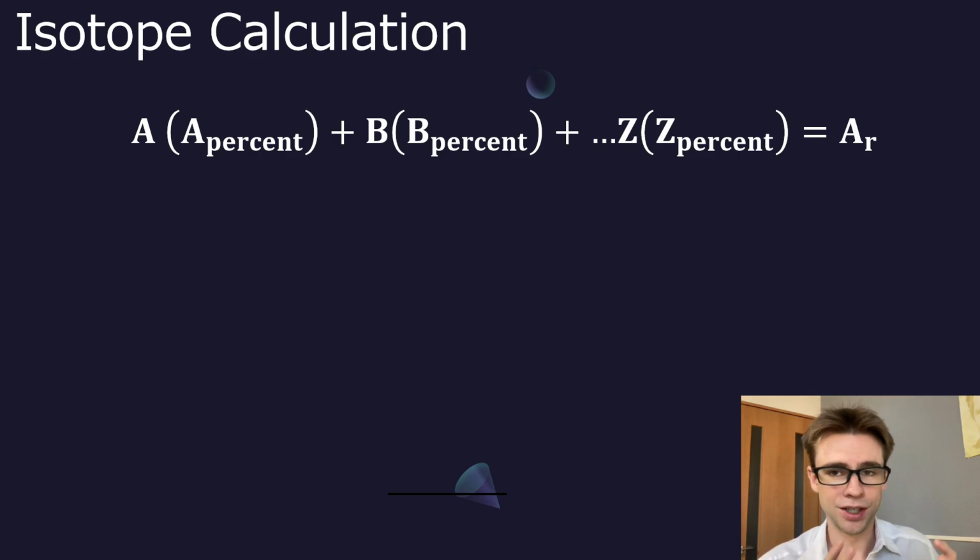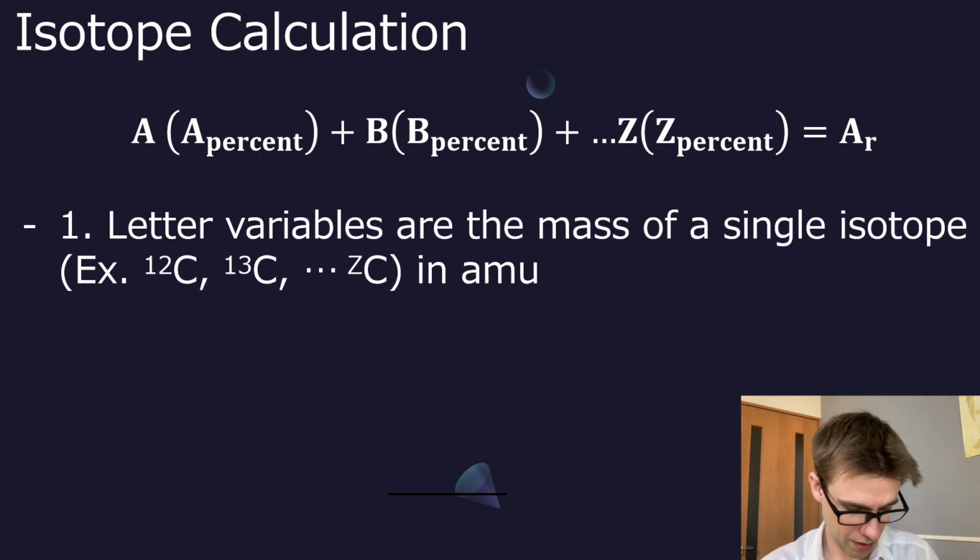You take a value of A multiplied by the percentage of your sample which is A, plus a value B multiplied by the percentage of your sample which is B, and that keeps on going until you've basically included everything that's in the sample. And that will equal, for atoms, the relative atomic mass, as long as you're dealing with one element. So the letter variables are the mass of a single isotope. From my carbon example, A would be equal to carbon 12, B might be equal to carbon 13, C might be equal to carbon 14, and then we're done.